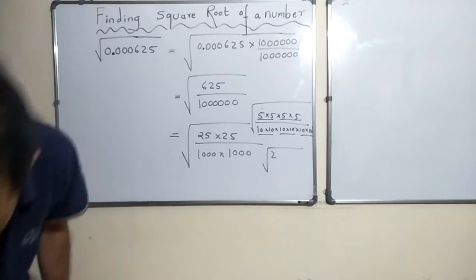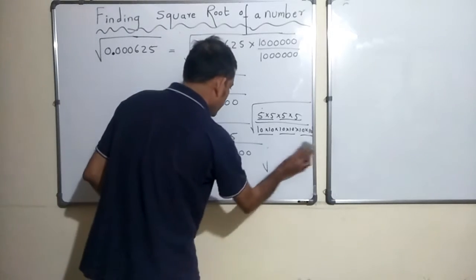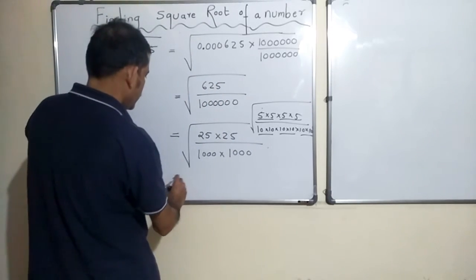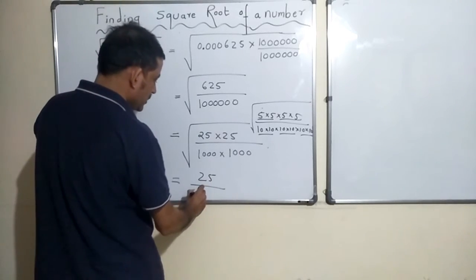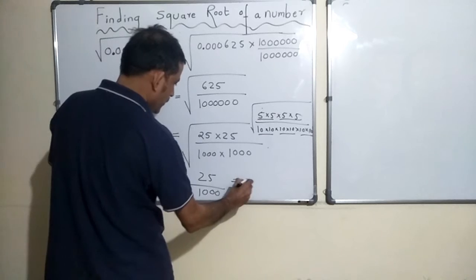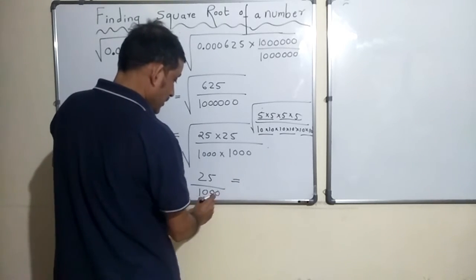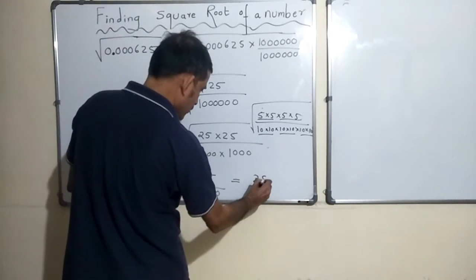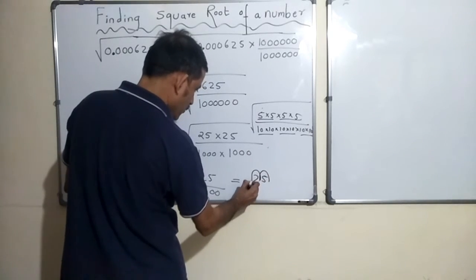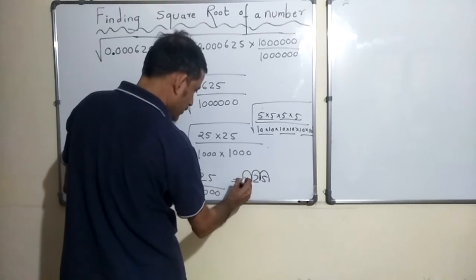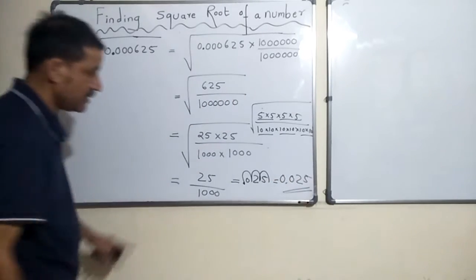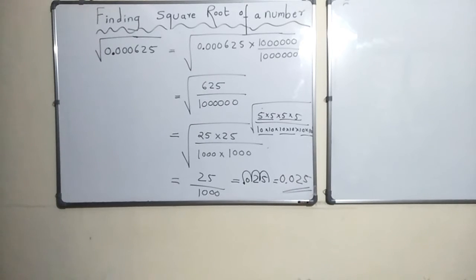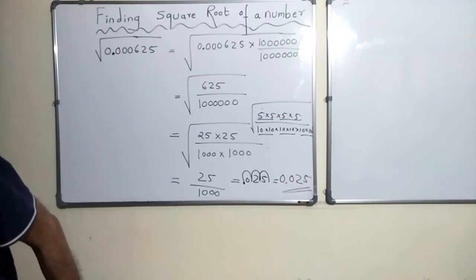So this is what I get, and if I take the square root, the square root of 25 into 25 is nothing but 25. The square root of 1000 into 1000 is nothing but 1000. So it is 25 by 1000, right? So 1, 2, 3, the decimal should land here. I put a 0 here. It is nothing but 0.025, that is the answer, right?